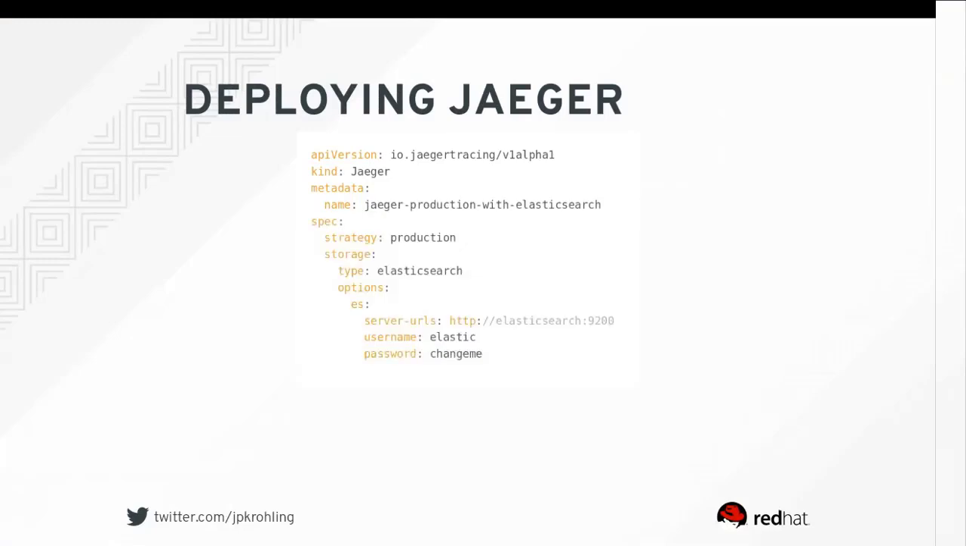A more typical scenario would be something like this. So we specify the name, we specify that the strategy is production, so we have different pods for different components, and the storage being used here is Elasticsearch, whose server can be found at this address here. Username and password is also defined there.